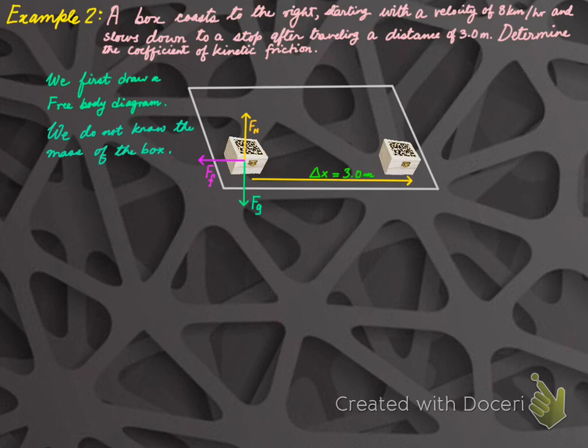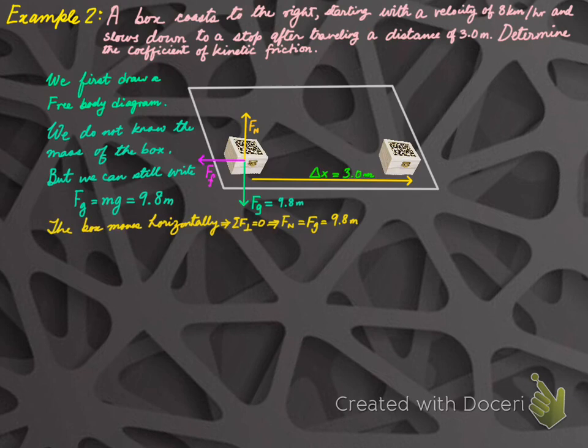Now, we can still write that Fg equals mg equals 9.8 m. We can still do that even though we don't know m. We just hope that mass is going to cancel out somewhere along the way. Now, the box is moving horizontally, which means that there is no acceleration in the vertical direction. So that means that the sum of the vertical forces is 0. So the normal force must equal the force of gravity, which must equal 9.8 m. So let's substitute that in there.